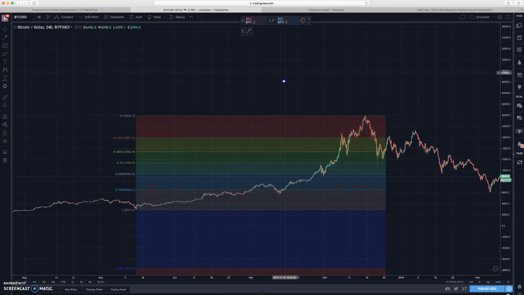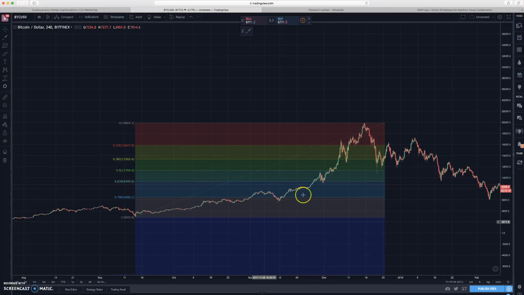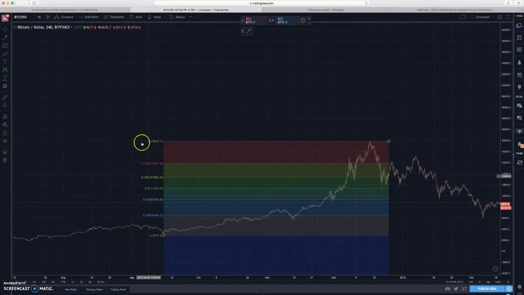So what I want to get into is, what are these numbers? What is this actually doing? Basically these numbers are just percentages. We as traders convert these to percentages. So this is 23.6%, 38.2%, 50%, 61.8%, 78.6%, and 100% is at the bottom when you're drawing it this way.